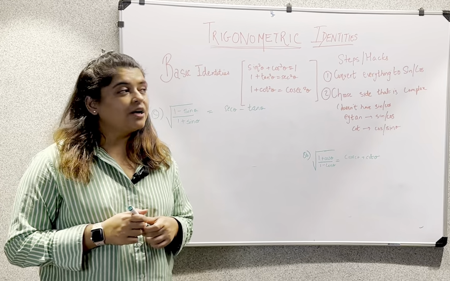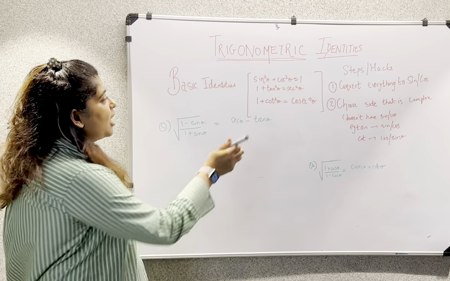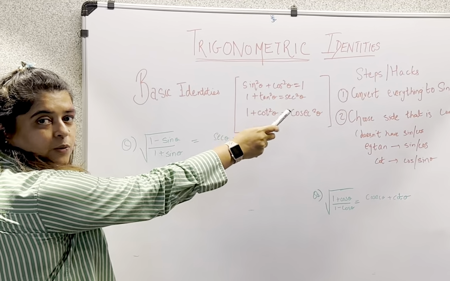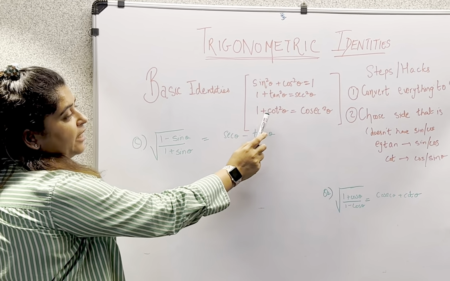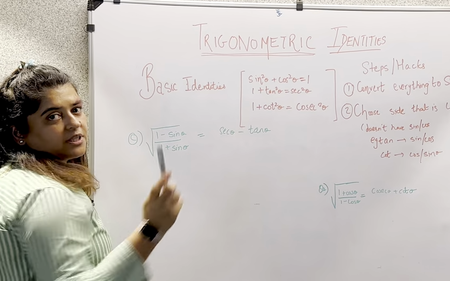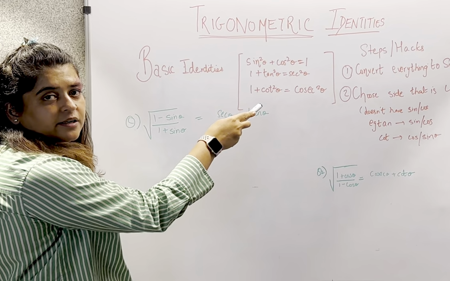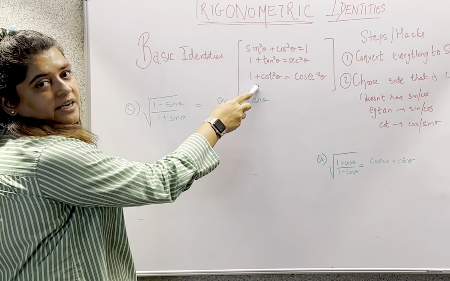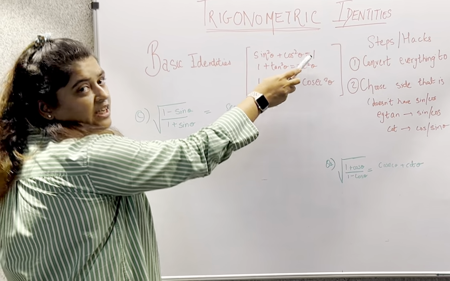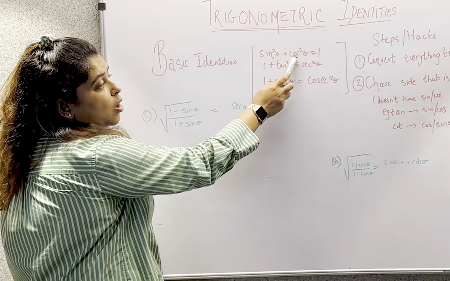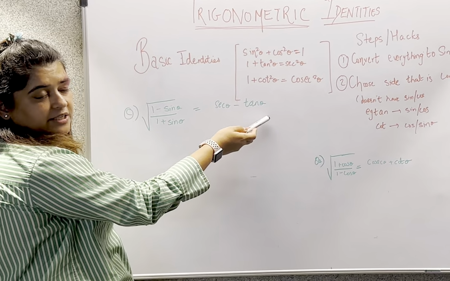Okay, let's go ahead. Now, the first and the foremost thing, the basic identities that we know of are sine square theta plus cos square theta is equal to 1, 1 plus tan square theta is secant square theta, and 1 plus cot square theta is cosecant square theta. Now, just students, for your information, these are called your parent identities. You can derive more identities from them. How is that possible? Sine square theta can be written as 1 minus cos square theta. Cos square theta can be written as 1 minus sine square theta, and same with all the other identities.